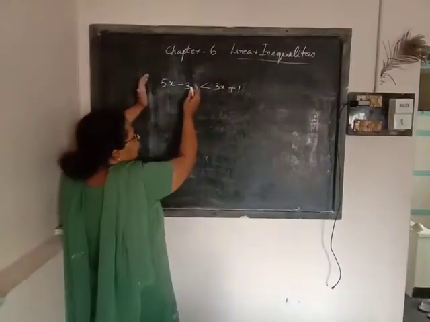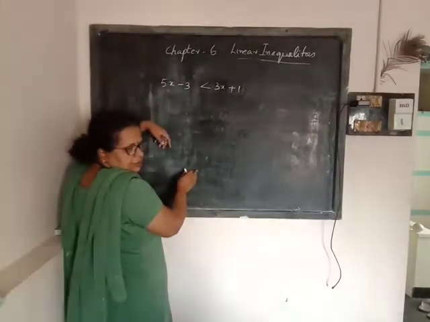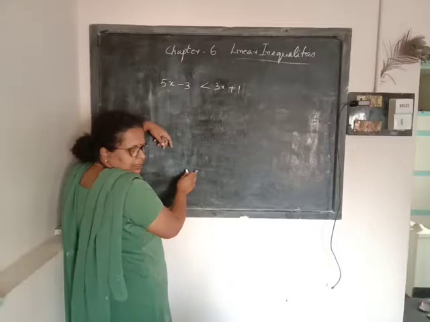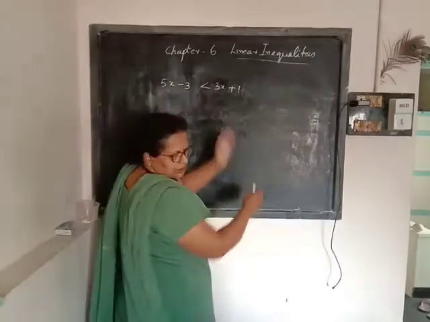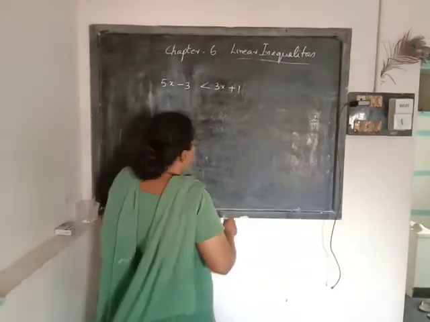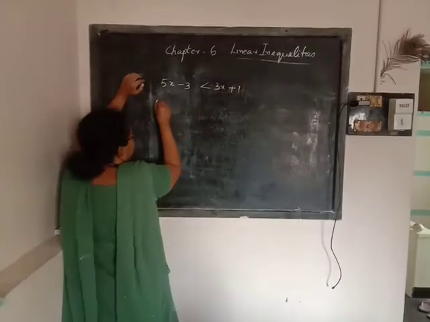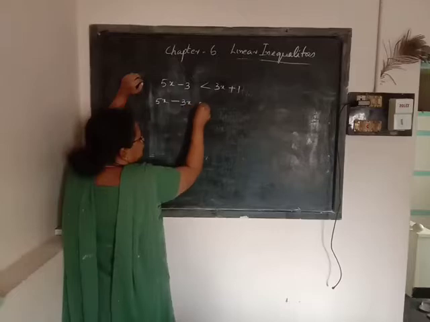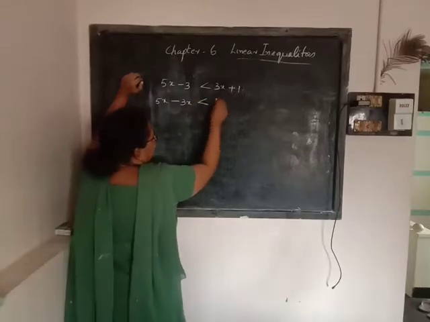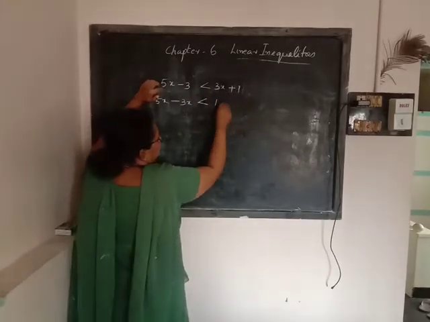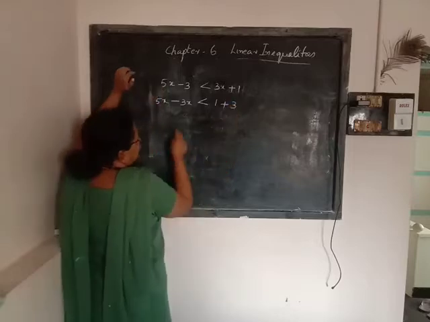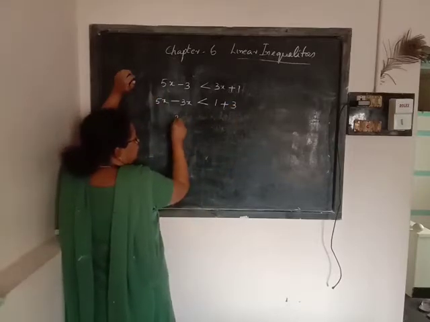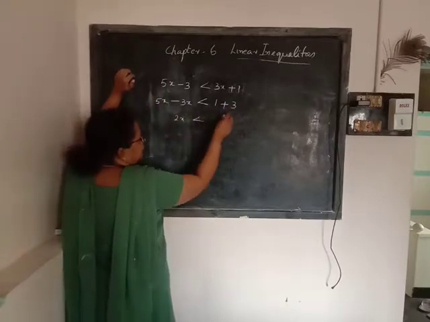So in the LHS, we will put all the x terms, and in the RHS the constant terms. So it will become 5x. This 3x, when it comes here, is minus 3x, less than. This plus 1 is here. When this minus 3 goes here, it is plus 3. So 5x minus 3x, 2x less than 1 plus 3, 4.